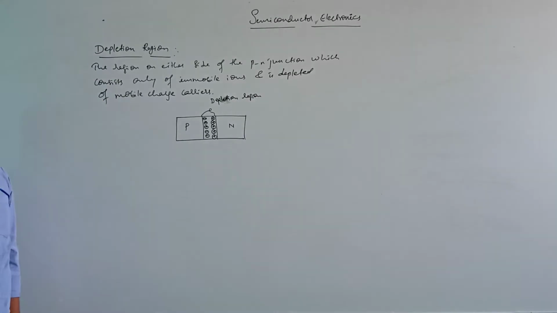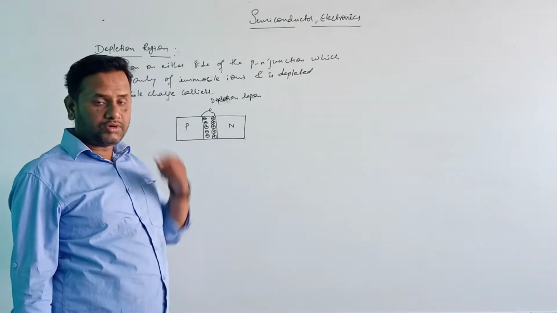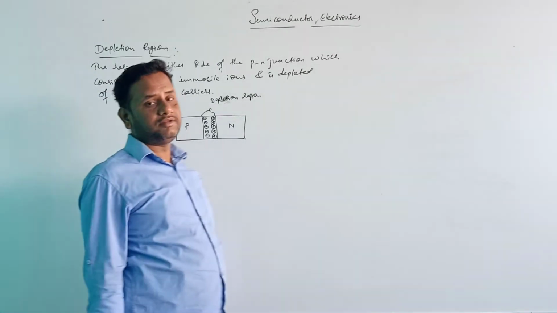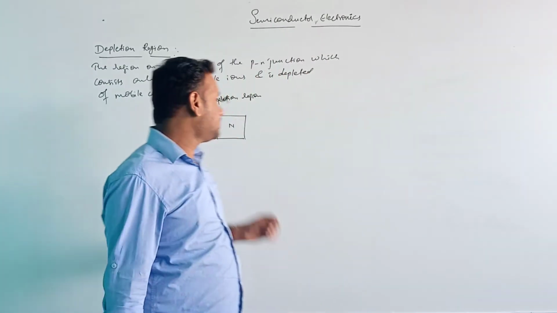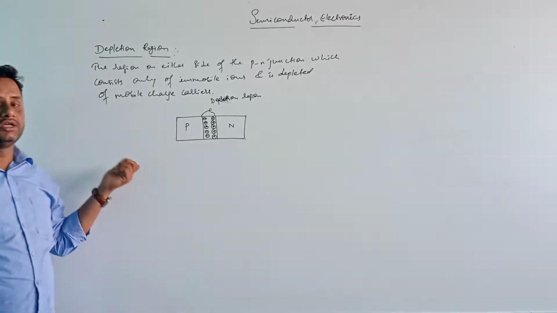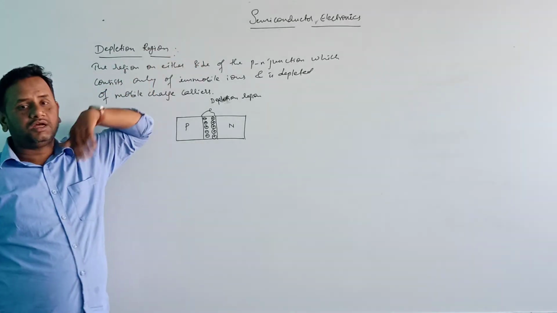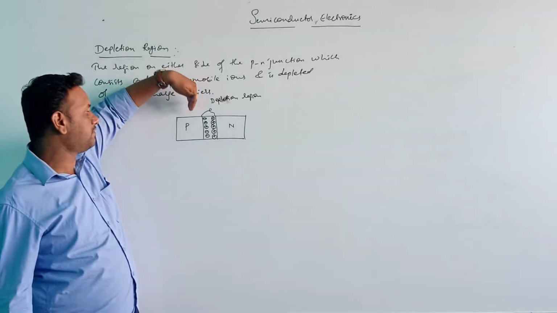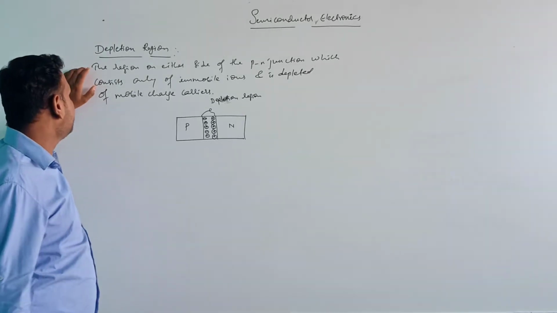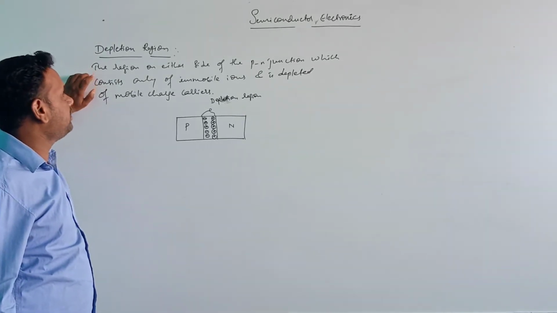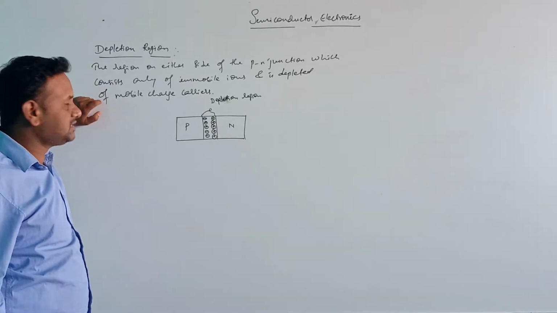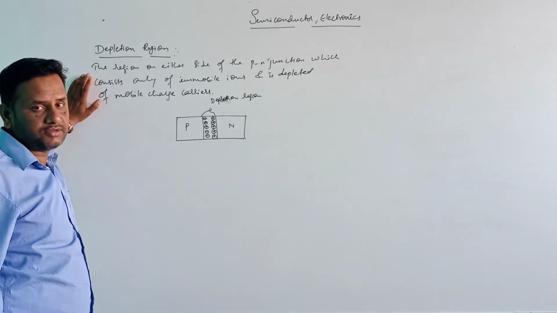This results in a potential gradient, and this potential gradient will increase. This potential gradient does not allow the minority charge carriers to flow from the P region to the N region and from the N region to the P region. So this is the exact definition: the region on either side of the PN junction which consists only of immobile ions and is depleted of mobile charge carriers is called the diffusion region.